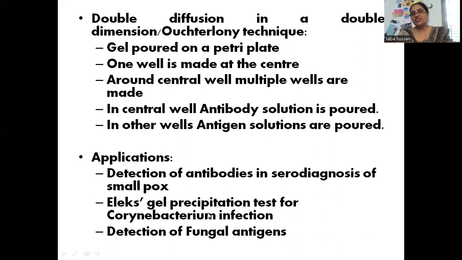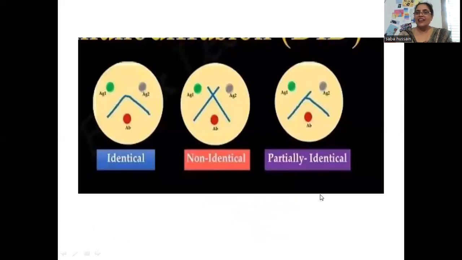Elek gel precipitation test, important. Elek gel precipitation test for testing the toxigenicity of Corynebacterium infection. So this Corynebacterium toxigenicity can be tested by the Elek gel precipitation test. And what type of Elek gel precipitation test is it? It is double diffusion in double dimension. And it is also done for detection of fungal antigens. Let's see the diagram of it.